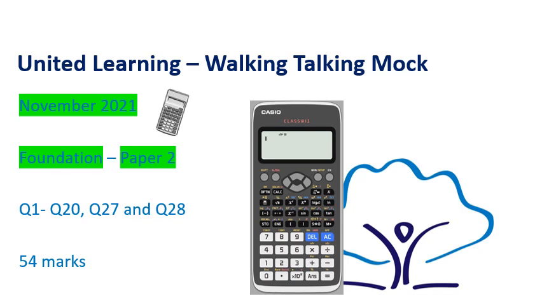This walkthrough is for paper 2 on the foundation tier paper for the November 21 series. We'll be going through question 1 to 20, 27 and 28. In total this will be worth 54 marks. This is a calculator paper, so wherever possible use a calculator and show your working out.